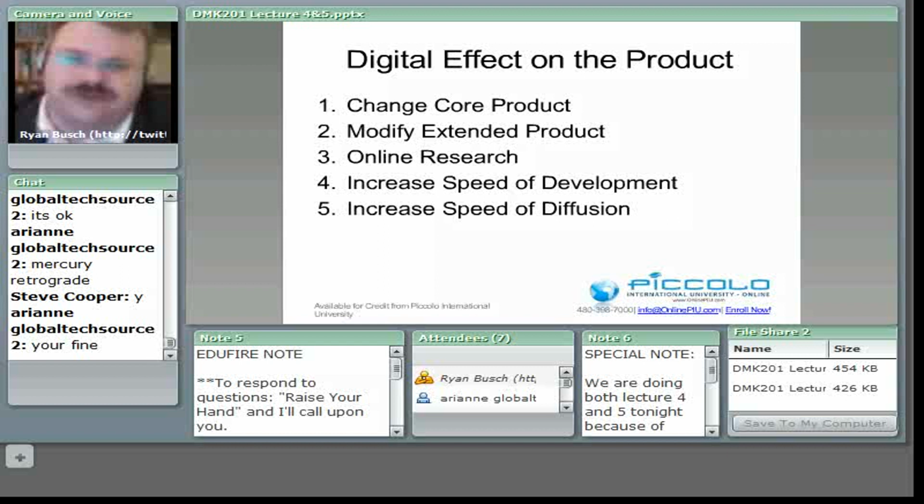The speed in which products can be diffused online is phenomenal. We've all heard of the idea of a viral video. The idea that you can load a video on YouTube and a couple days later have had 3-4 million people look at it if it's a good video. That's an example of that kind of product diffusion.